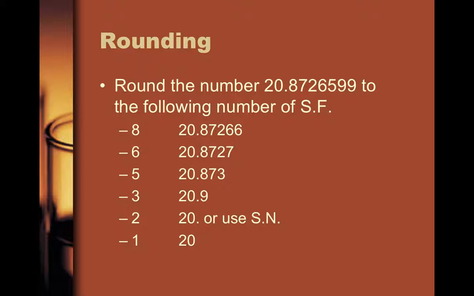If you have a number like the second to last example here, if we want 2 significant digits and it ends in a 0, we either have to put in a decimal place or we have to use scientific notation. Either would be acceptable.